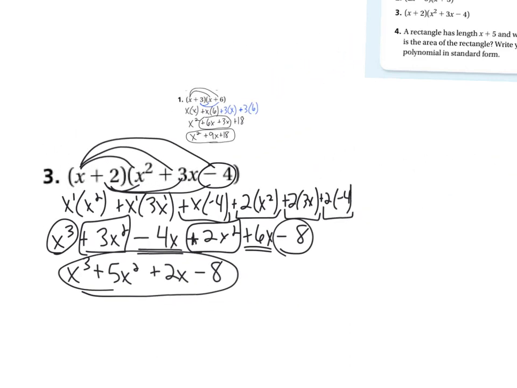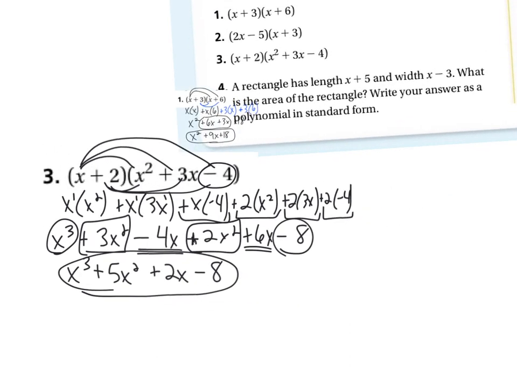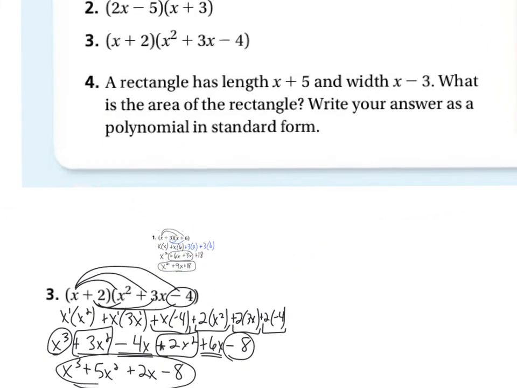Just to mention, we're not going to work it out, but number 4, they talk about a rectangle. They tell us the length and the width, and they ask for the area. Area of a rectangle we know is length times width, so that would just be multiplying those out, foiling those, or distributing those, however you want to think of that. So this gives you an idea of how to multiply binomials. Have a good day.